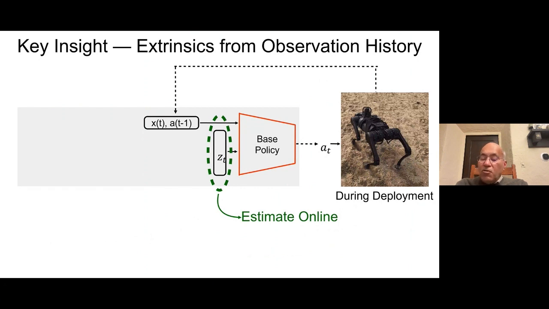So therefore, looking at the past history of what actions I commanded and what actually happened must contain a signal for what kind of terrain I am in. So this past history is what is denoted here by x of t and a of t minus 1. Right? So you can look at your past 50 time steps of history or whatever. Now, this is similar to the idea in control theory of an observer, except that this is a nonlinear observer using a neural network, but the concept is somewhat similar. You're trying to estimate from a series of observations over time. So next slide.